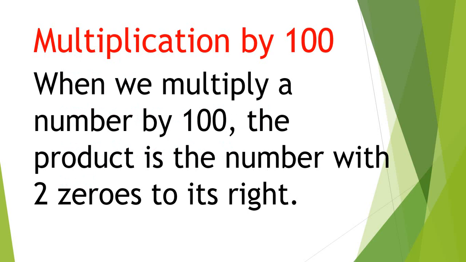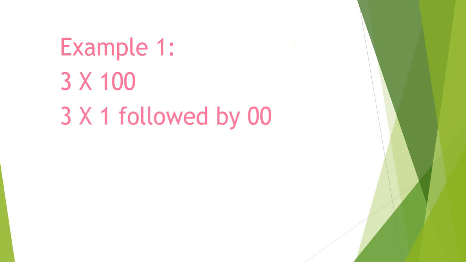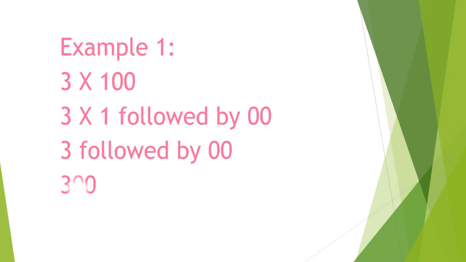Now multiplication by 100. When we multiply any number by 100, the product is the number with 2 zeros to its right. Now in this we have to add 2 zeros. Example 1. 3 multiply 100. 3 multiply 1 followed by 2 0. So 3 ones is 3 followed by 2 0. It becomes 300.